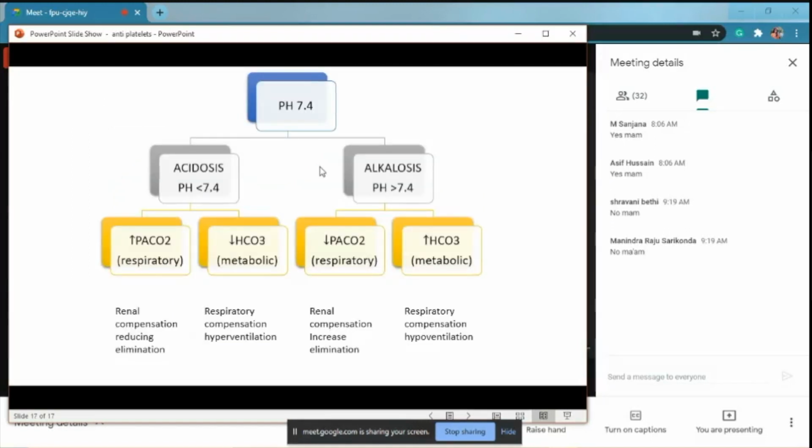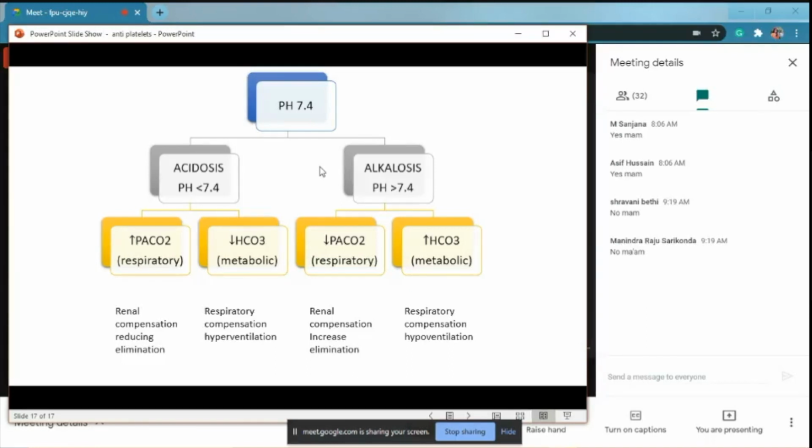So we know the normal pH is 7.4, right? First we differentiate whether the patient has acidosis or alkalosis. If the patient's pH is below 7.4, the patient has acidosis. If the patient's pH is above 7.4, the patient has alkalosis. Now the concern is whether it is respiratory acidosis or metabolic acidosis, or respiratory alkalosis or metabolic alkalosis. So how do we know that?